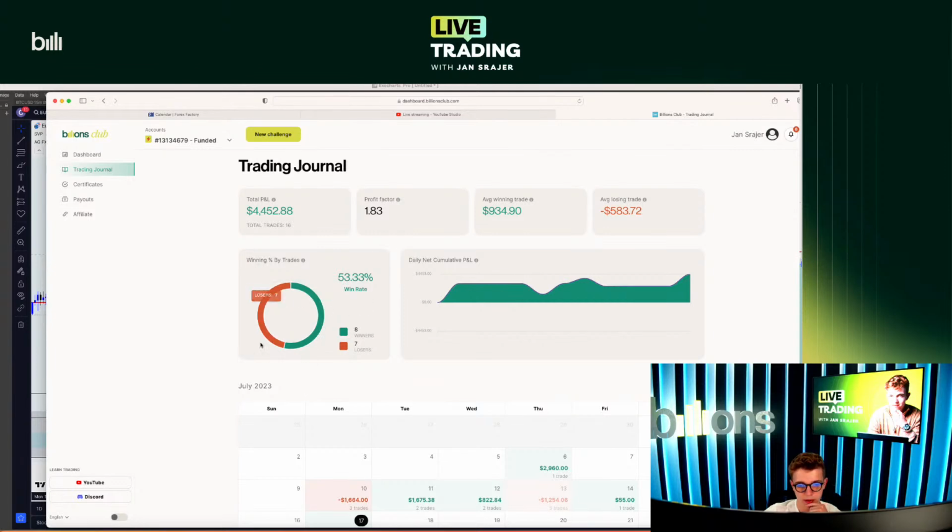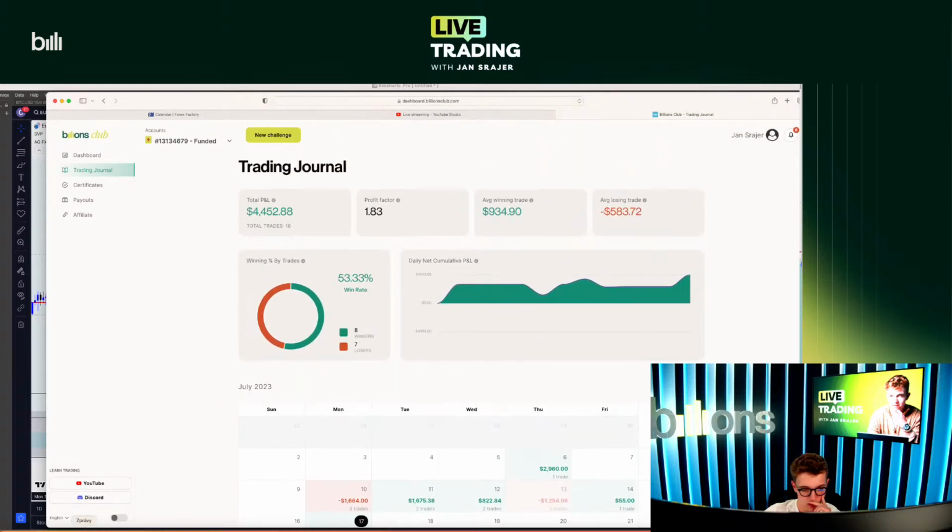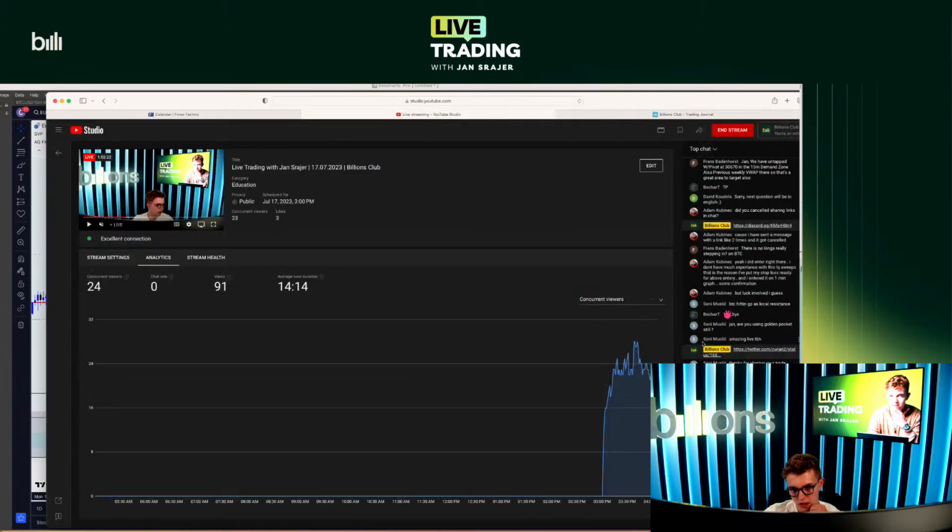The win rate is not really accurate because a lot of trades I took, for example, I closed at break even. Also, same with the profit factor, it's going to be much bigger, the average winning trade and average losing trade, because I closed a lot of trades at a small loss or small win. But that's normal.